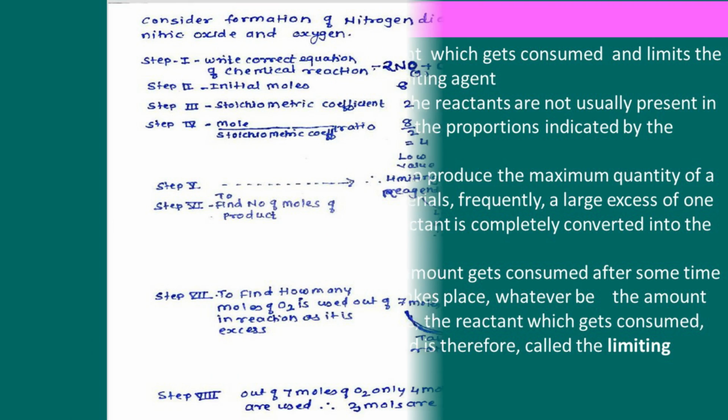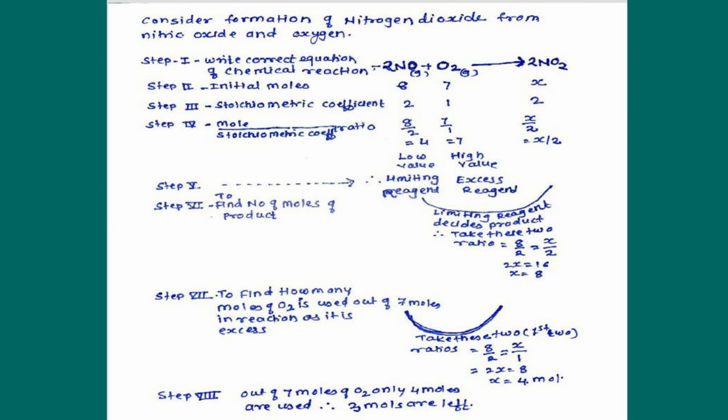In the next slide, consider the formation of nitrogen dioxide from nitric oxide and oxygen. In this, step 1. First of all, write the correct equation of the chemical reaction. So, twice NO, that is nitric oxide, plus O2 gives nitrogen dioxide. Twice NO plus O2 gives twice NO2.